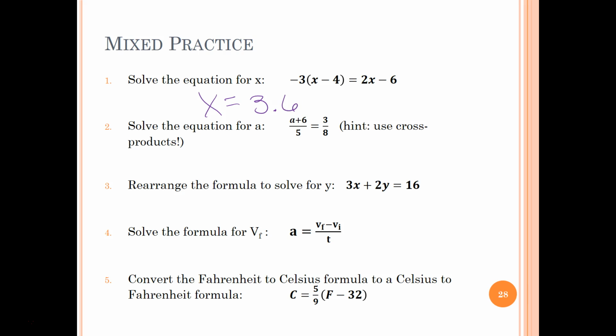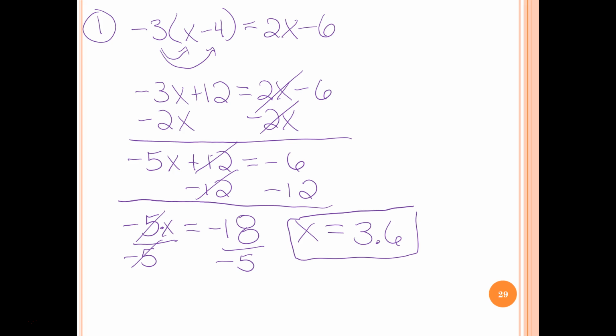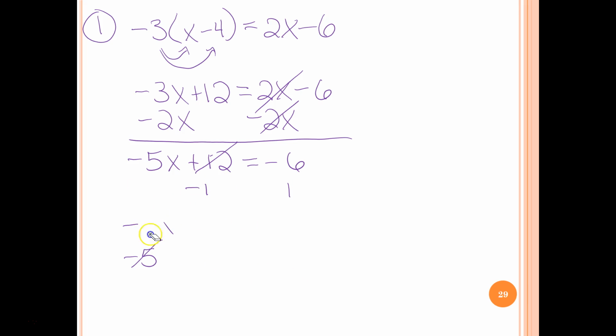Now, if we look at 2, notice that this is a proportion, so we can use cross products to solve. So let's do it. And I'm just going to make a little space here. Work through that problem.